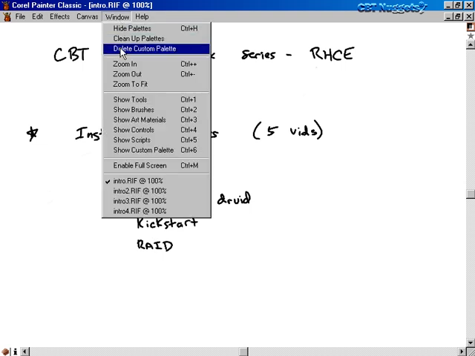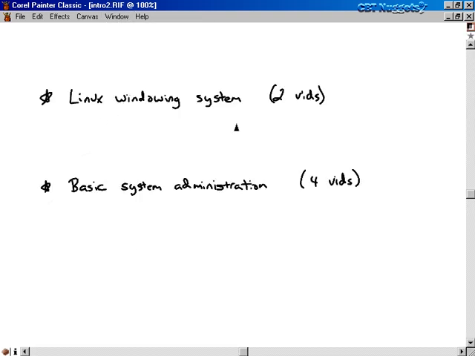Once we get done talking about installation issues, we move on and talk about the Linux windowing system, and we spend a couple videos on that. We talk about X Windows, and we break down what the X Windows system is doing for us. Then we talk about the various desktop environments that come with Linux, things like GNOME and KDE. We also talk about the various window managers that come with Linux and their function in the whole windowing process.